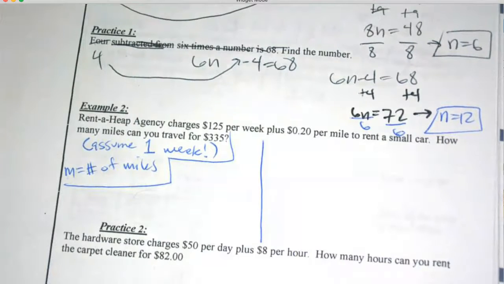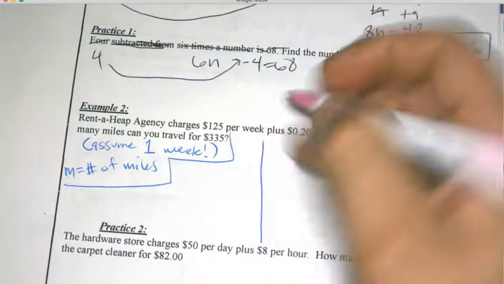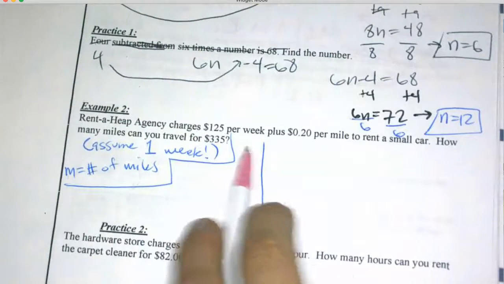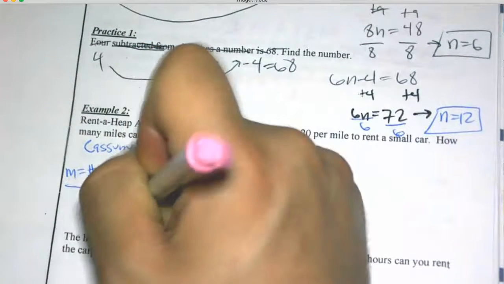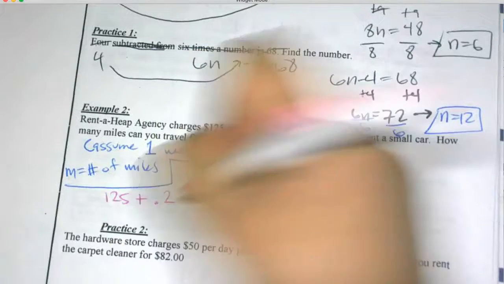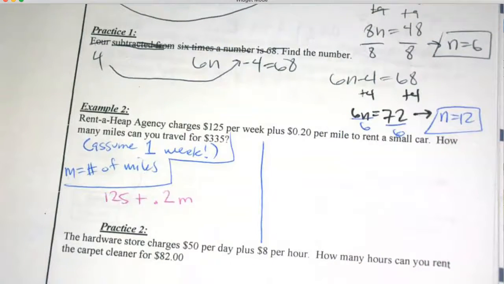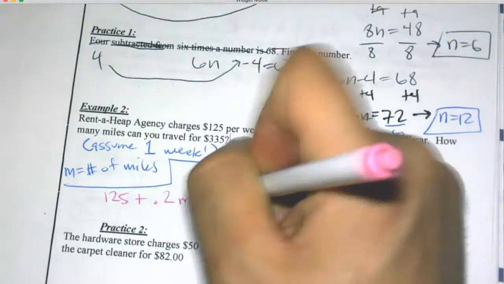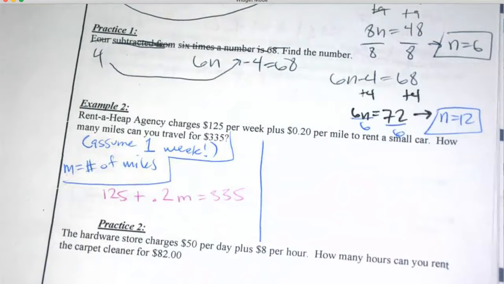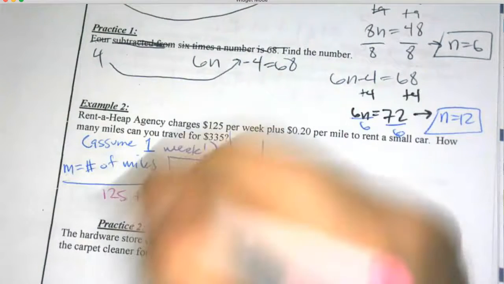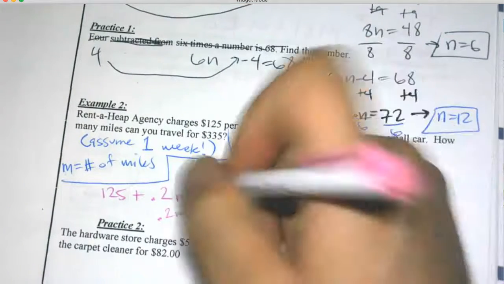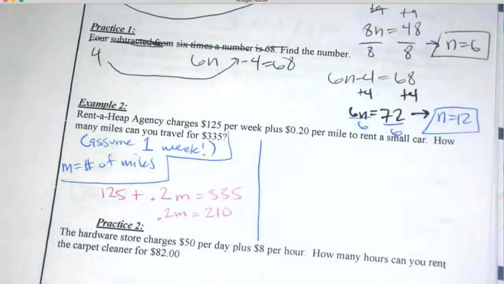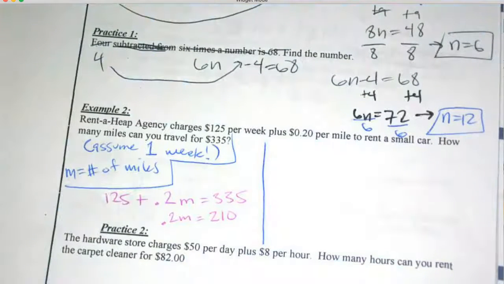So for this one, again, if it's 1 week, I'm getting charged $125 per week plus 20 cents per mile. So 125 plus 0.2, which is 20 cents, times the number of miles. How many miles can I travel for $335? So I can set it up using algebra and then solve it. Subtract 125. So I'll get 210 here, and then divide 210 by 0.2.